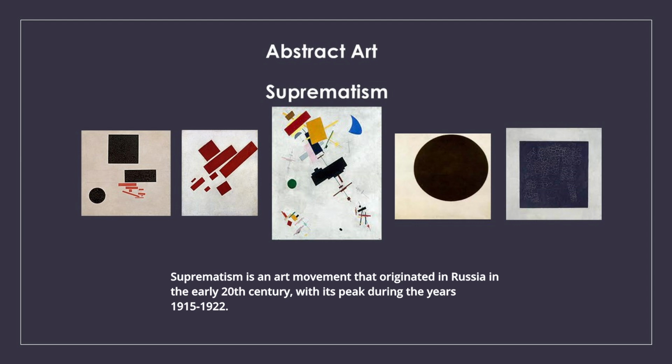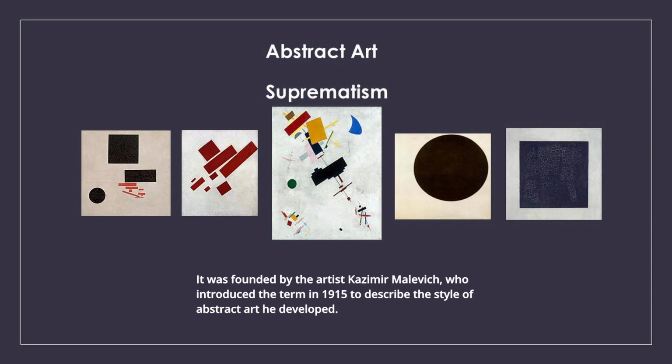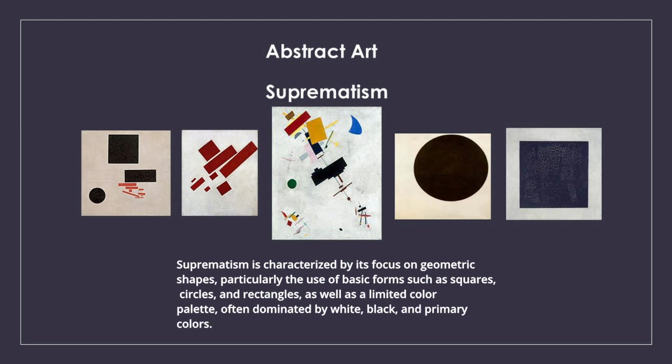Suprematism. Suprematism is an art movement that originated in Russia in the early 20th century, with its peak during the years 1915 to 1922. It was founded by the artist Kazimir Malevich, who introduced the term in 1915 to describe the style of abstract art he developed.